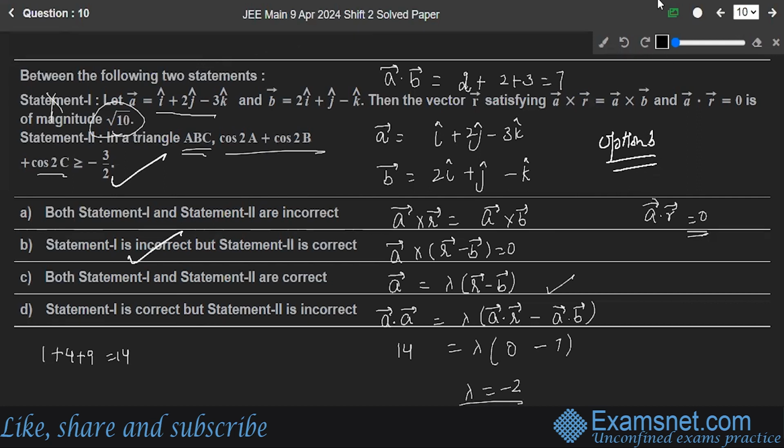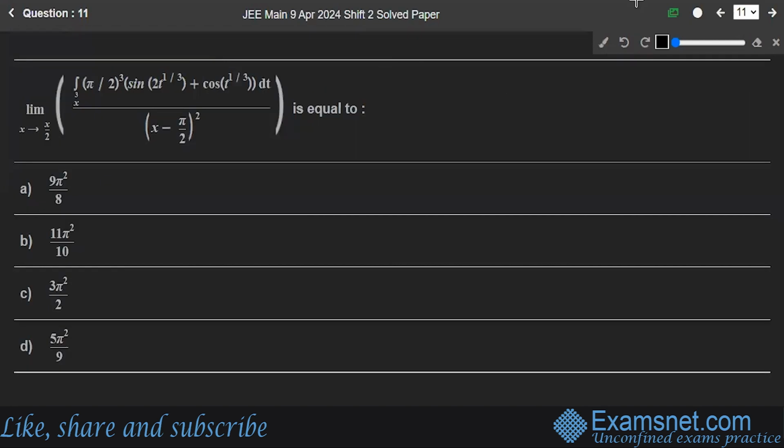Option B is the right answer to the question. Hope you understood that. Let's move to the next question. Question number 11, limit x approaching pi by 2. This is an integral. I'll rewrite this question properly.